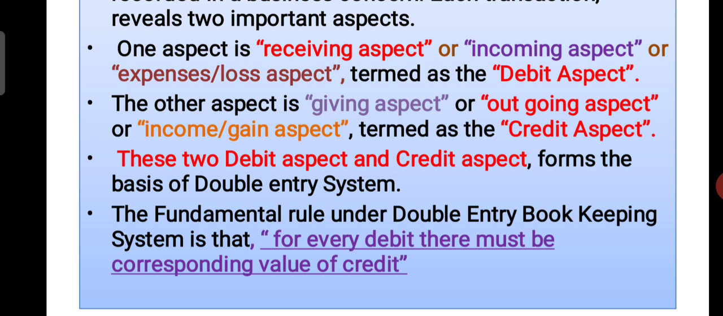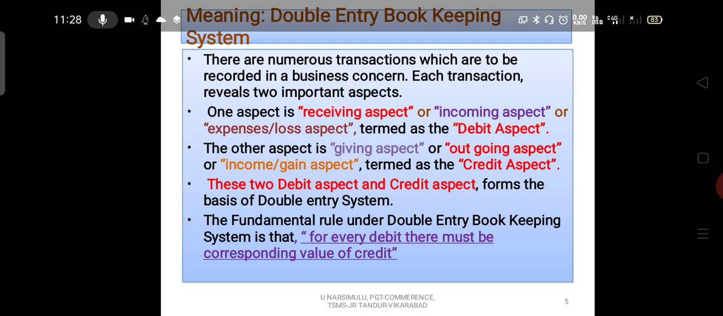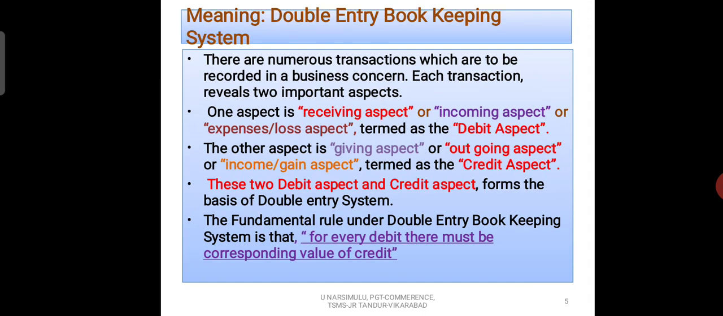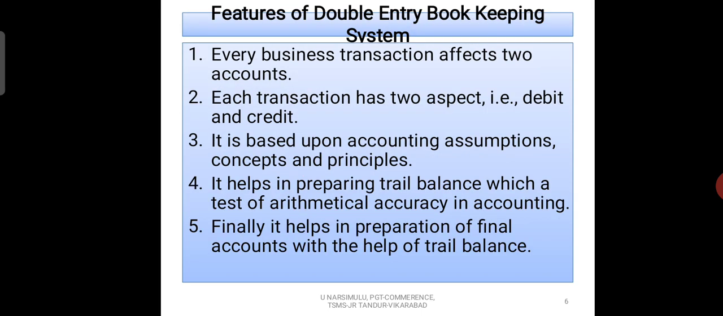Now see, the fundamental rule under the double entry bookkeeping system is that for every debit there must be a corresponding value of credit. So what is the fundamental rule? For every debit there must be one credit, and the credit amount should be equal to the debit amount. This is the meaning of double entry system. This concept tells us that every transaction has two aspects. One is debit aspect, another is credit aspect. After completion of this, next we go for another slide.